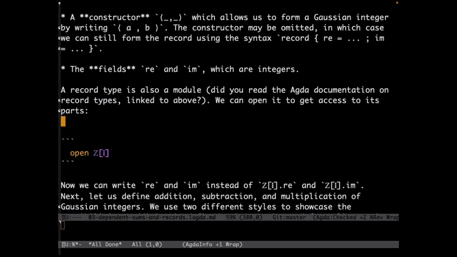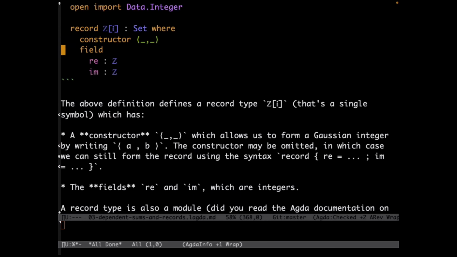Okay, this is explained here. Now, as it turns out, whenever you define a record, this secretly also defines a module with the same name. We will see the next time that you can put inside the record not just the constructor and fields, but also arbitrary additional definitions. And so then it works like a module, and that is useful. But this is a simple case.